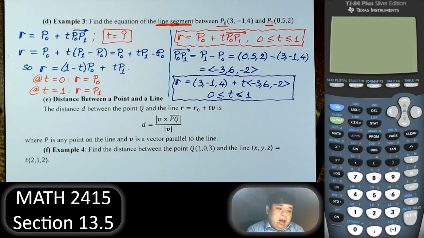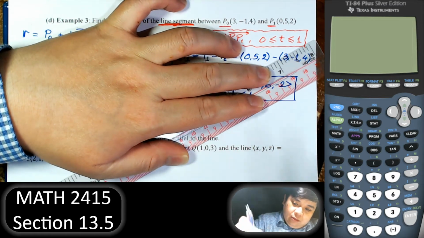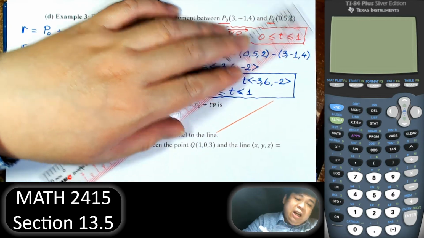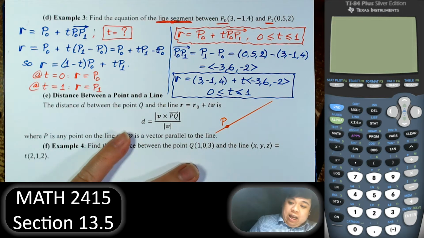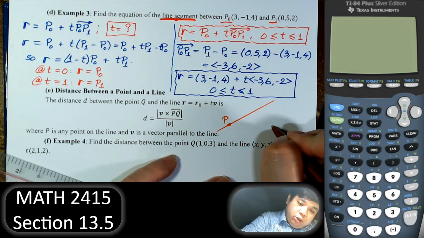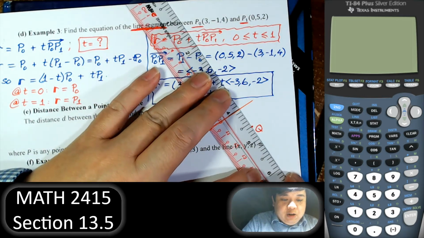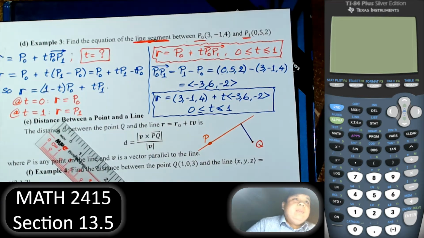Next we have another application, distance between a point and a line. Let's see what we have here. So what we have is a line. For a line we do need a point. That point will be P. And we wish to find the distance from a point Q that is not on the line. So point Q is way over here. This is not on the line. What we're trying to find is the distance, which is the perpendicular line to it, and we're trying to find this length here.